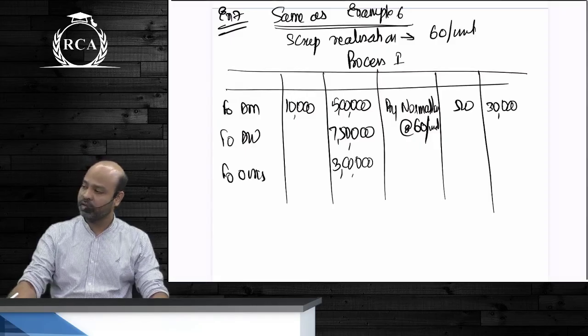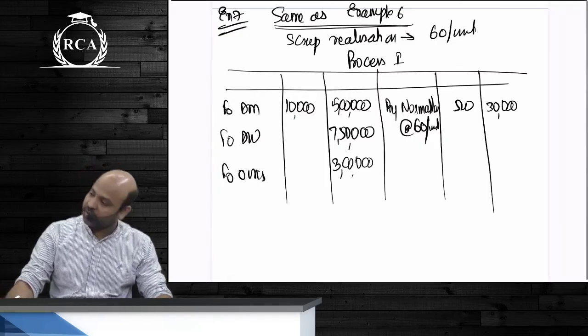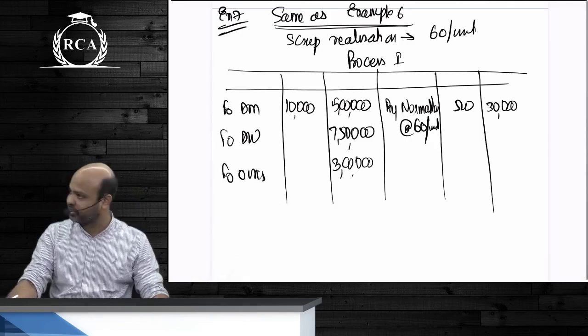Minus. So you're telling me that we'll deduct scrap value of only 400 units, but in the denominator we'll take 500 units normal loss.